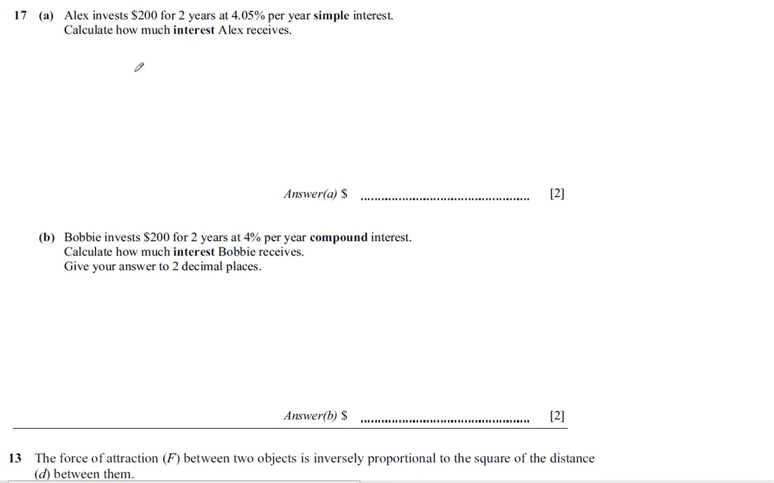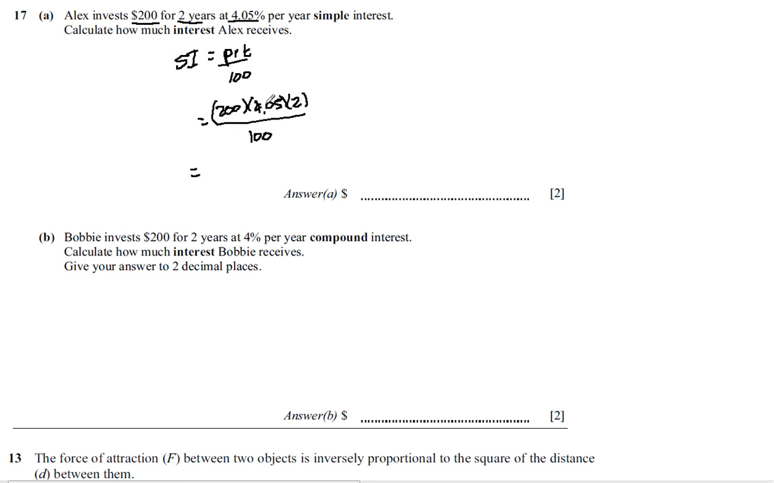Alex, you've seen this question, this was in the exam today. Calculate how much interest Alex earns. For simple interest, the formula is PRT over 100, where P represents the principal, or the value you put into the account, $200. R is the rate, it's going at 4.05% per year, and T is the time that he leaves it in for, 2 years. How much interest does he receive? So P is 200, the rate is 4.05, and the time period is 2 years, all over 100.